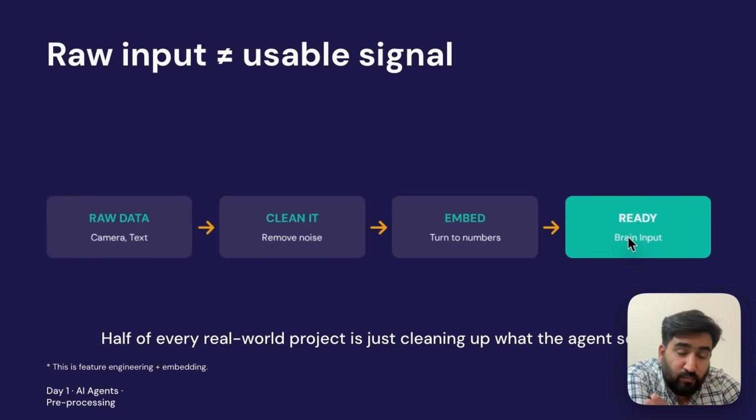That is the most important skill to have. This is feature engineering plus embedding generation and stuff like that. Agents do not understand the world directly the way humans do. The world has to be translated into numbers. Pre-processing is that translator, and the quality of your translation decides the quality of everything your agent will do. If your pre-processing is sloppy, even the best models in the world cannot save you. So, worth saying twice: garbage in, garbage out.